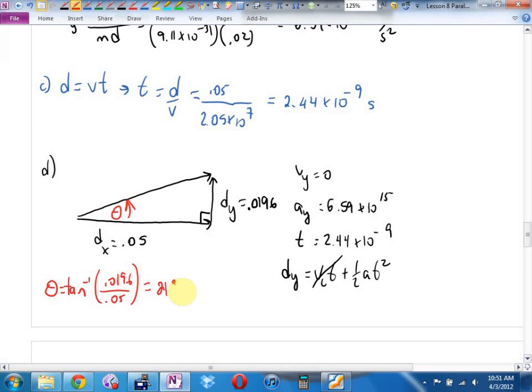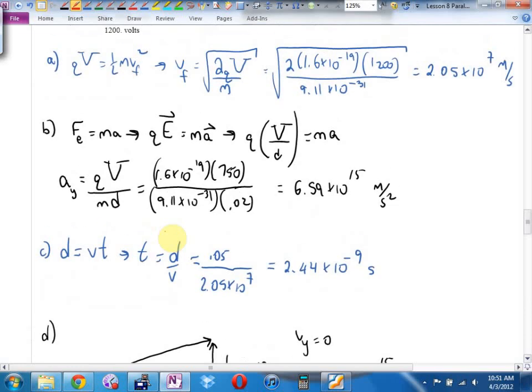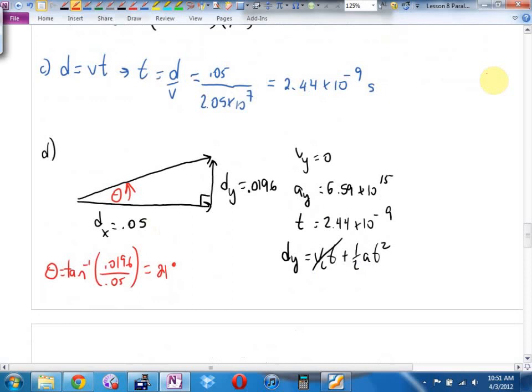Could I find the final velocity? Well, I know Vx. Vx is 2.05 times 10 to the 7th. Now that I know A and D, I could probably find Vy final. I could add those tip to tail. We're going to stop here, but we can do an awful lot. This is how a TV works. How does a TV work? Like this.